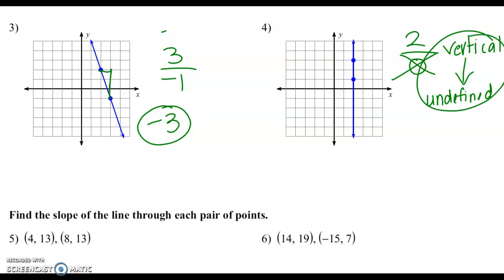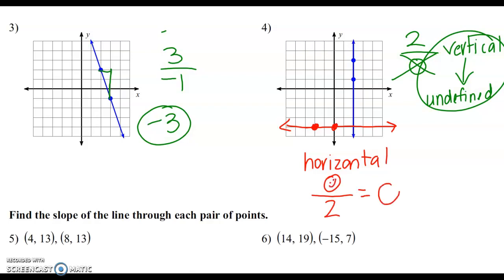Whereas horizontal lines, if I draw a horizontal line here, take any 2 points on there, a horizontal line does not have an undefined slope because there the rise is 0, the run is 2. So you have 0 in the numerator and 0 over 2 is 0. So horizontal lines always have a slope of 0, where vertical lines always have an undefined slope.